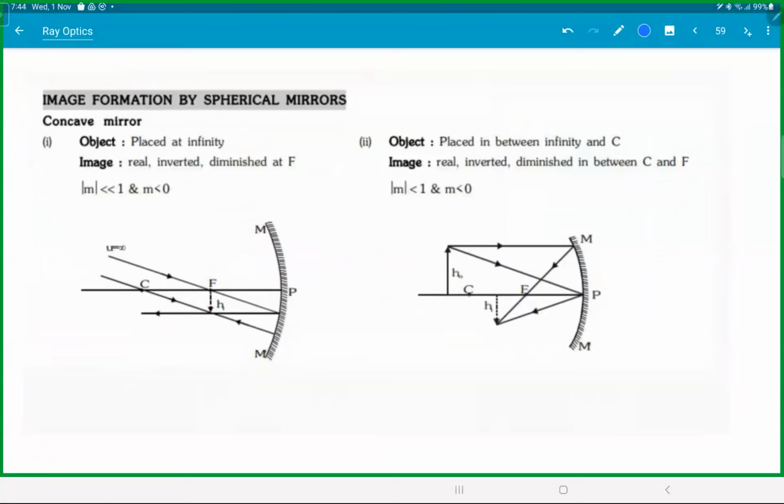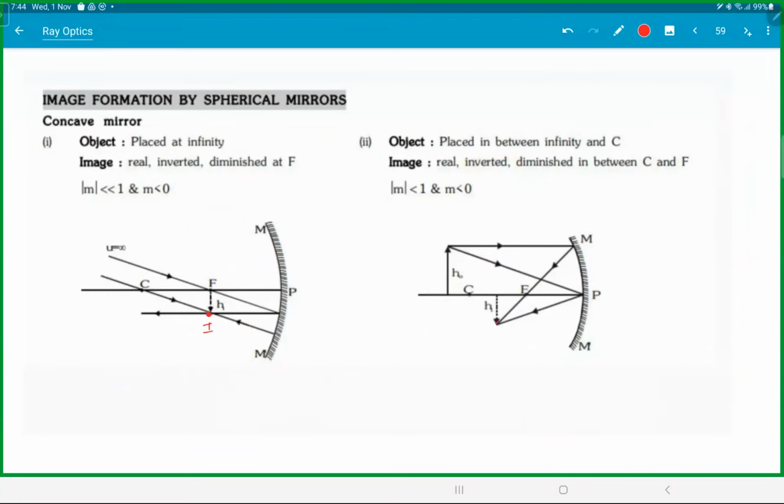So if the object is at infinity, the light rays will come parallelly. Right? And they took one light ray passing through the center, so it will just bounce and come back here. So this would be your image. The image is real, inverted, diminished at focus. Object is placed between infinity and center. So this is the image. Image is real, inverted, diminished.